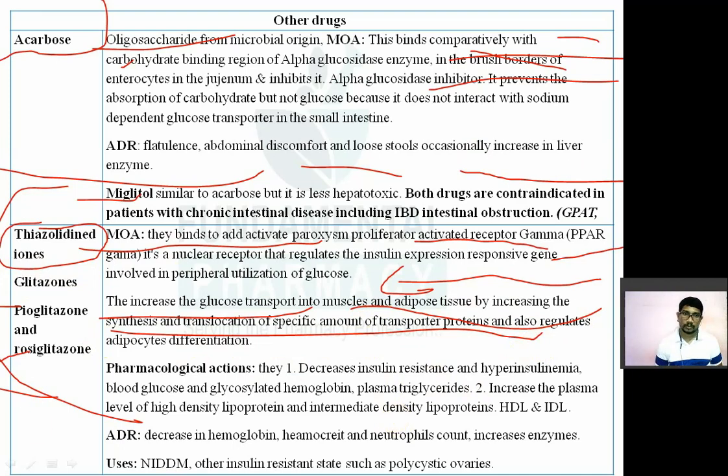What are the actions, pharmacological actions? They decrease the insulin resistance and hyperinsulinemia. They also increase the plasma level of high density lipoprotein and low density lipoprotein.